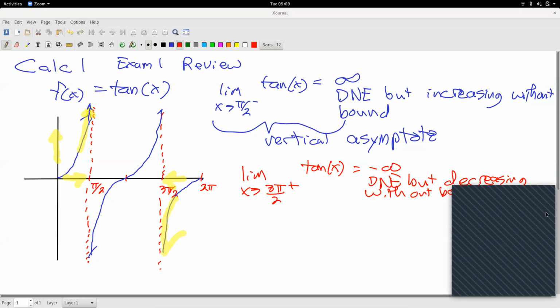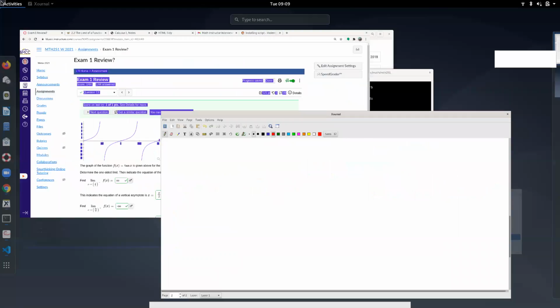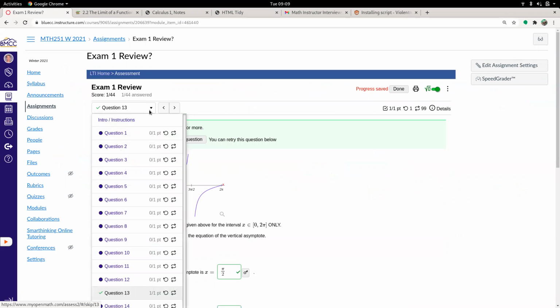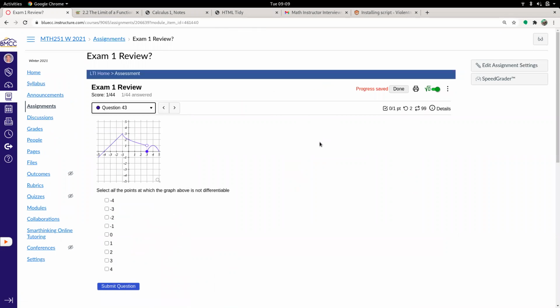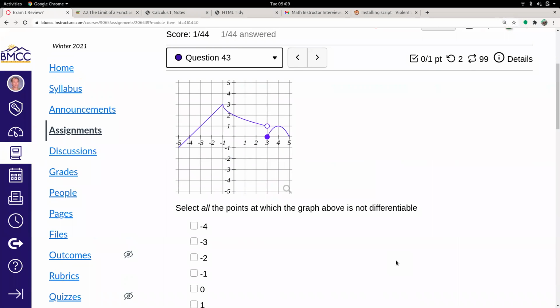All right, so moving on, I'm going to jump to Evan's question on number 43. All right, what do we got here? Let's blow it up. So we've got this piecewise function right here, and we want to select all the points at which the graph is not differentiable. So not differentiable means the derivative doesn't exist at a particular point.